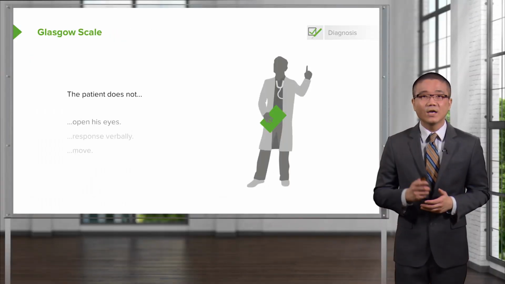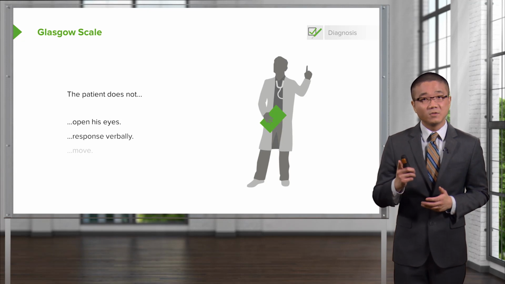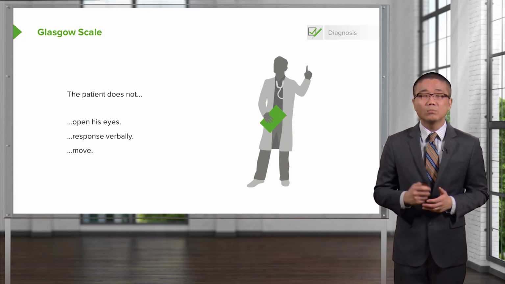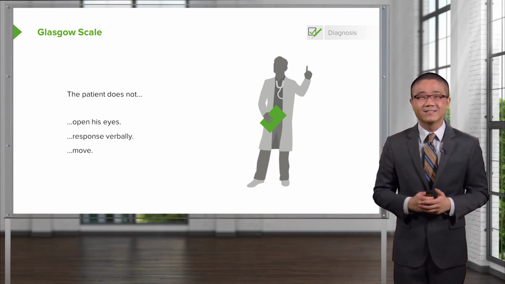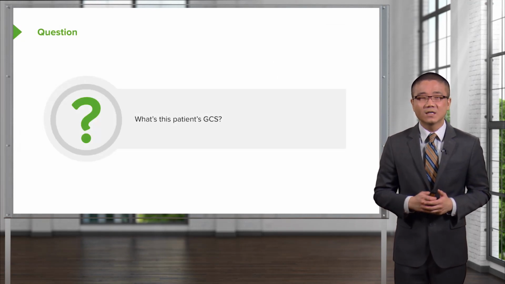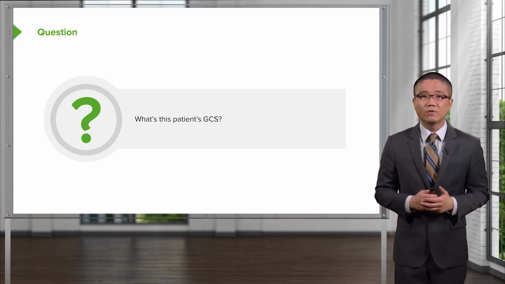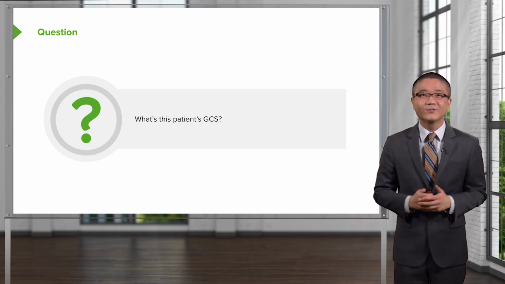The patient does not open his eyes, respond verbally, or move. My question to you is, what is this patient's Glasgow Coma Scale? Again, the patient doesn't open eyes, has absolutely no verbal, and is not moving at all. This is a common trick question.